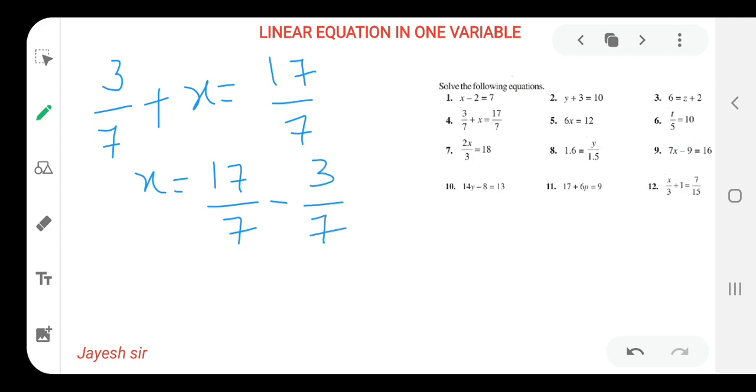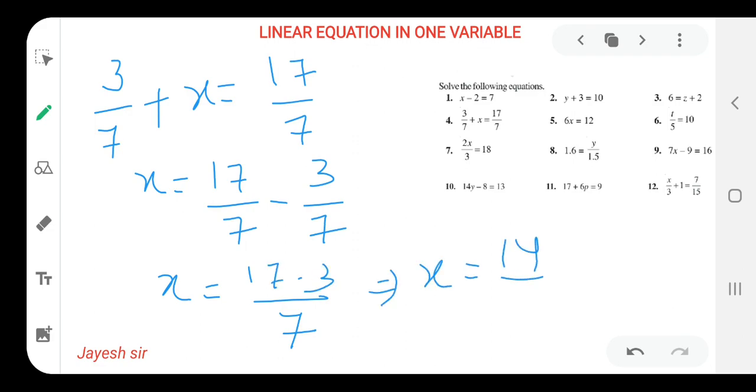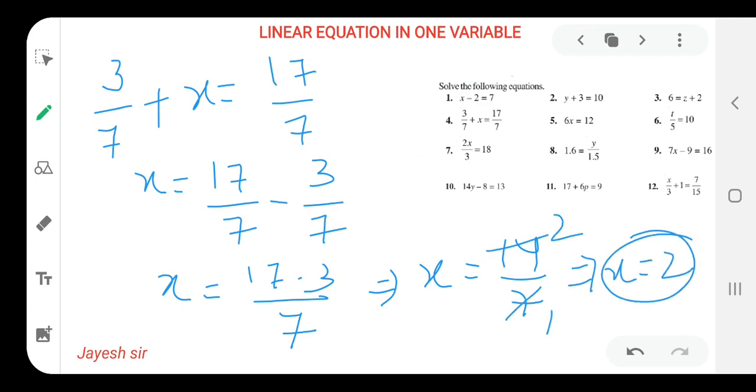sign. Now both have the same denominator, yes. So what we can do is take the denominator as common, and do 17 minus 3. We will get the answer x equals 14 by 7, and that can be cancelled. 7 1s are 7, 7 2s are 14. So the value of x is equal to 2 in the fourth sum.